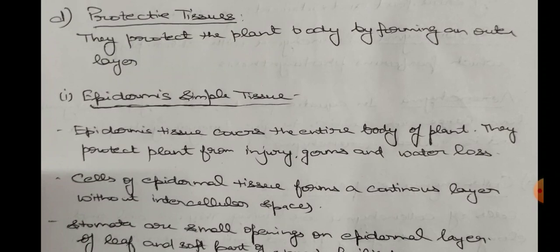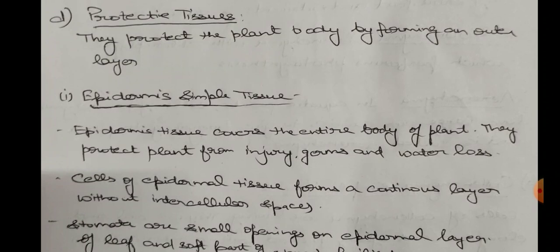First one is epidermis simple tissue. Epidermis tissue covers the entire body of the plant. They protect the plant from injury, germs and water loss. As their name suggests, they are protective. Very important, it covers the entire body of the plant. Cells of epidermal tissue form a continuous layer without intercellular spaces. There are no intercellular spaces in the epidermis tissue.